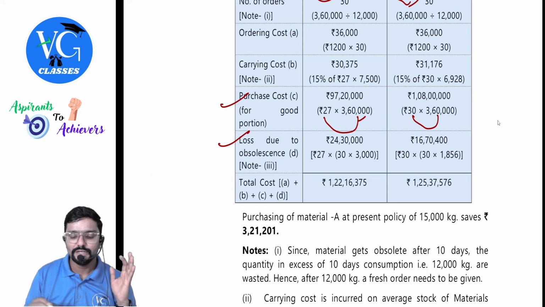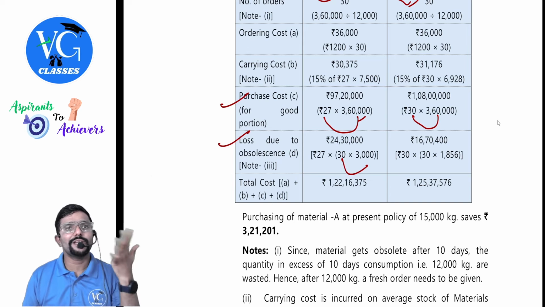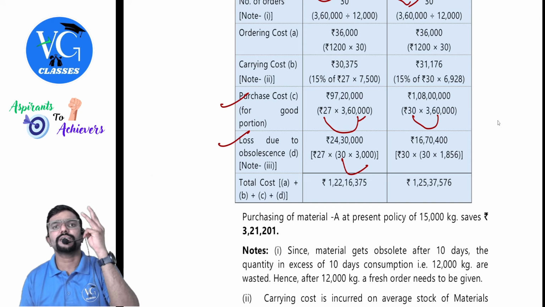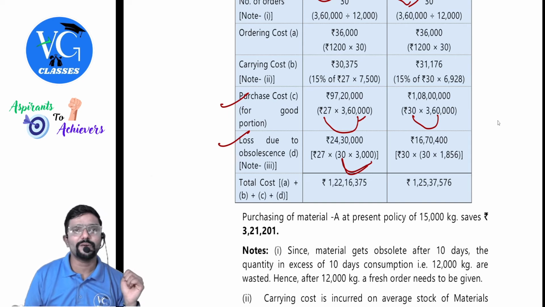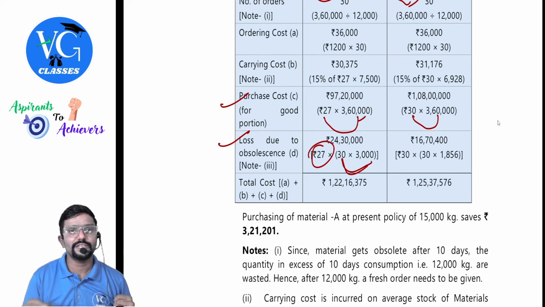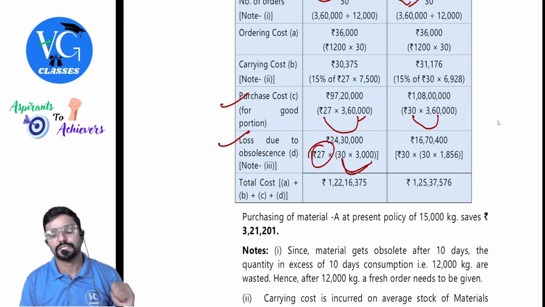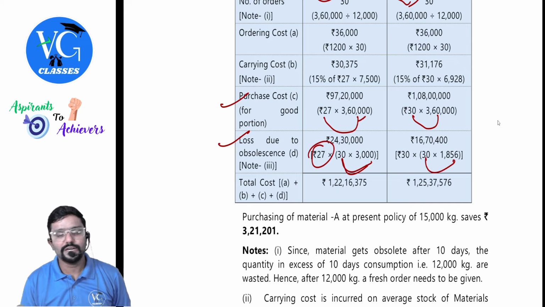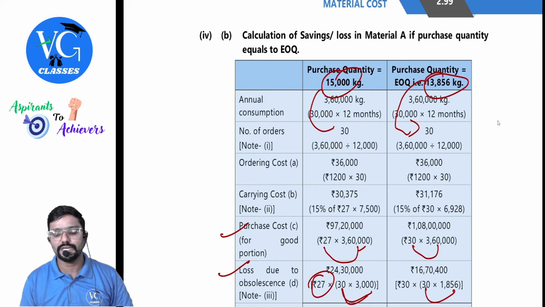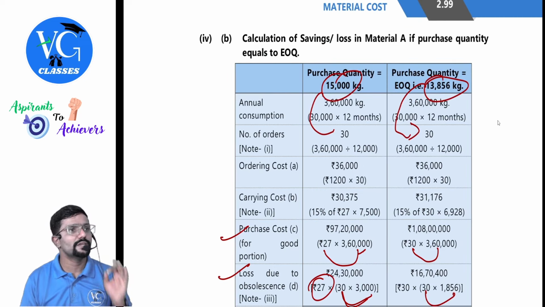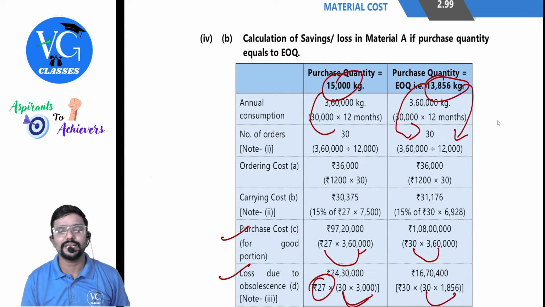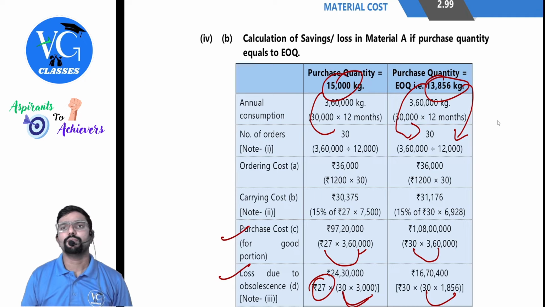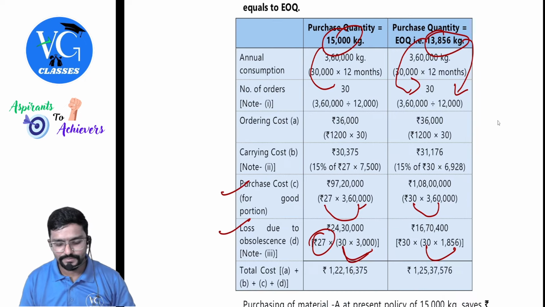How much is that, sir? 30 orders. Each order, how much is the wastage? Anything over and above 12,000. How much is the actual order size? 15,000. 3,000 loss. So 3,000 into number of orders, 30. What is the price of each unit? 27. Loss. Coming to this side, each order, what is the wastage? 1,856. That is over and above 12,000. That is 13,856 minus 12,000, guys.